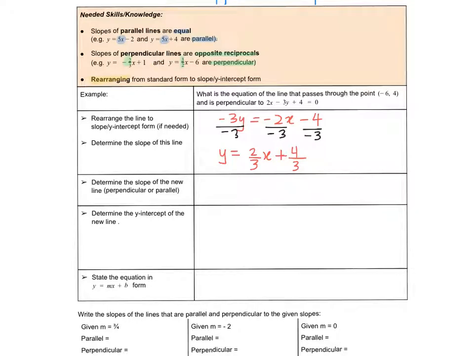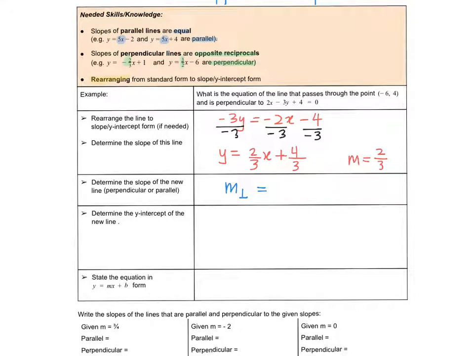Now we must determine the slope of this line. So what will be the slope of this line? So from here, m is 2 over 3. Now the next step is to determine the slope of the new line. Now here it says in the question that the new line is perpendicular to this line. So we must find the slope now, which is perpendicular. So what will be the slope of the perpendicular line?